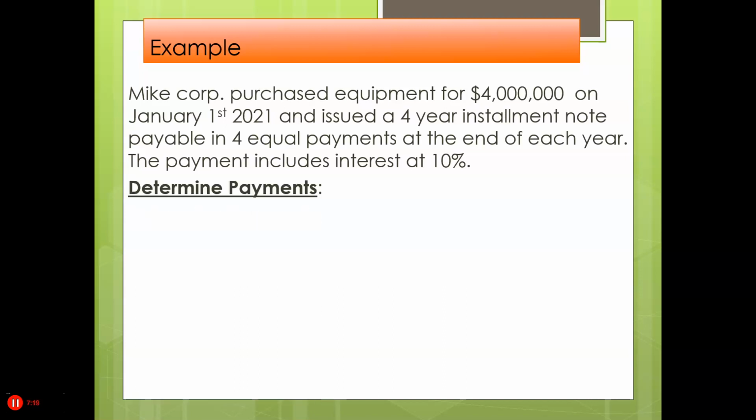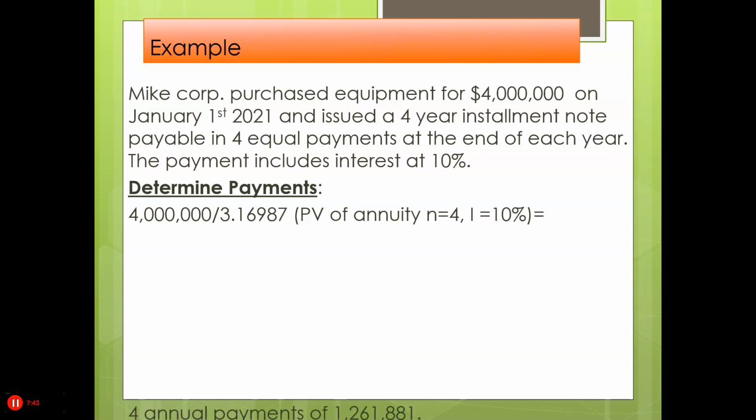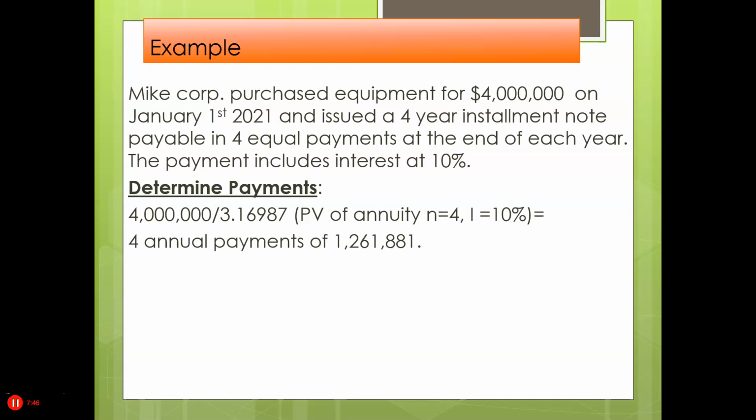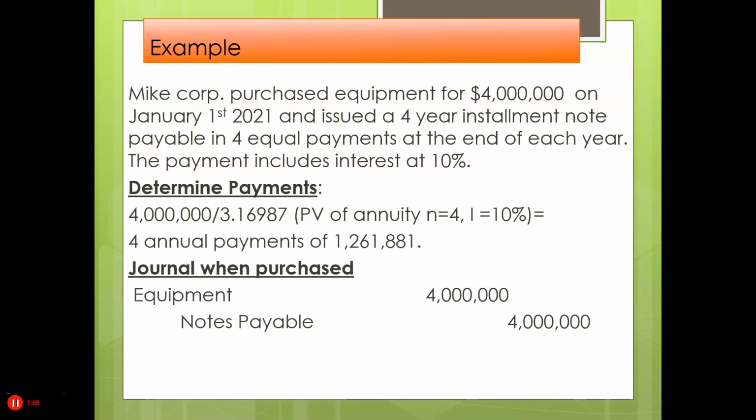So we have to first determine the payments. What we're going to do is take the $4 million and divide by the present value factor of an annuity. It's 4 years, and we're going to, of course, use the 10% that it includes, and we're going to find that factor, which is 3.16987 on the present value table of an annuity. And therefore, the annual amount is going to be $1,261,881. That's how much they're going to pay at the end of each year. So, when purchased, it's going to look like this: equipment, notes payable.